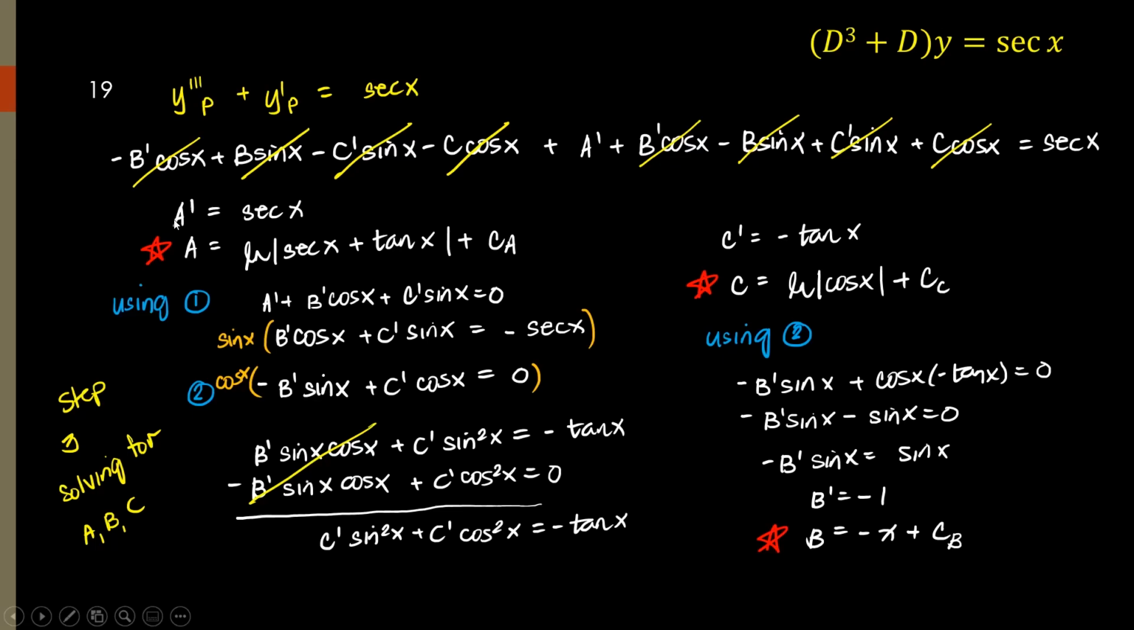Now that I have my a prime and c prime, I need my b prime. What else have I not used? Of course, equation number 2. From equation number 2, here, some of you might ask, sir, can I use equation number 1? It's up to you. But then equation number 1 involves another term. But, I could use equation 1 or 2, but I prefer using 2 because 2 only consists of 2 terms.